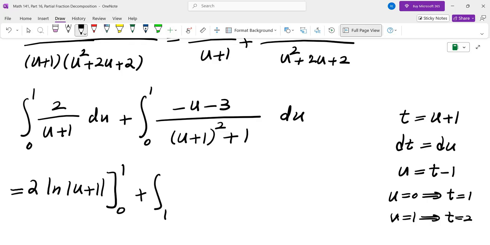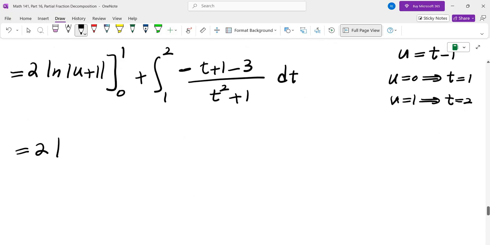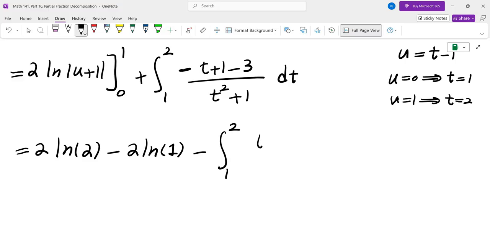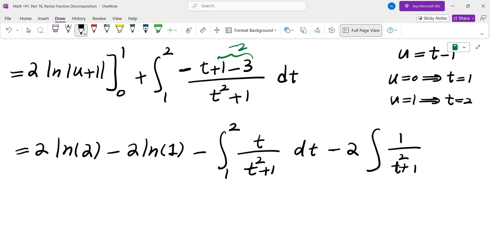So this is the integral from 1 to 2 of (-(t - 1) - 3) over (t² + 1) dt. So the first one is 2 ln 2 - 2 ln 1. So that's what we get for the first term. Then we get minus the integral from 1 to 2 of t over (t² + 1) dt. And then minus 2 times the integral of 1 over (t² + 1) dt from 1 to 2.